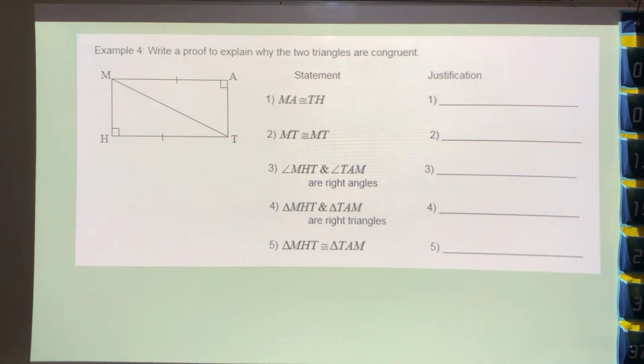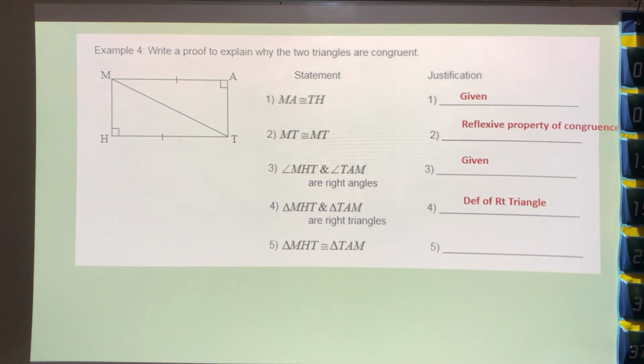Okay, so in this case, MA is congruent to TH, and that is justified because it's given. MT is congruent to MT because of the reflexive property. Then we talk about angle MHT and angle TAM are right angles, and we know that's true because it's given. Because we have a right angle, we therefore have right triangles, and that would be the definition of right triangle.